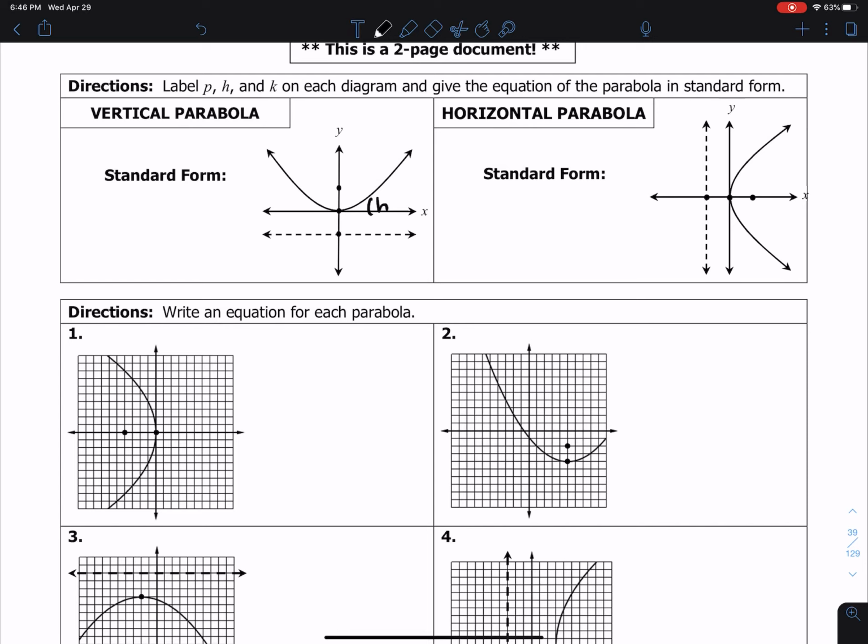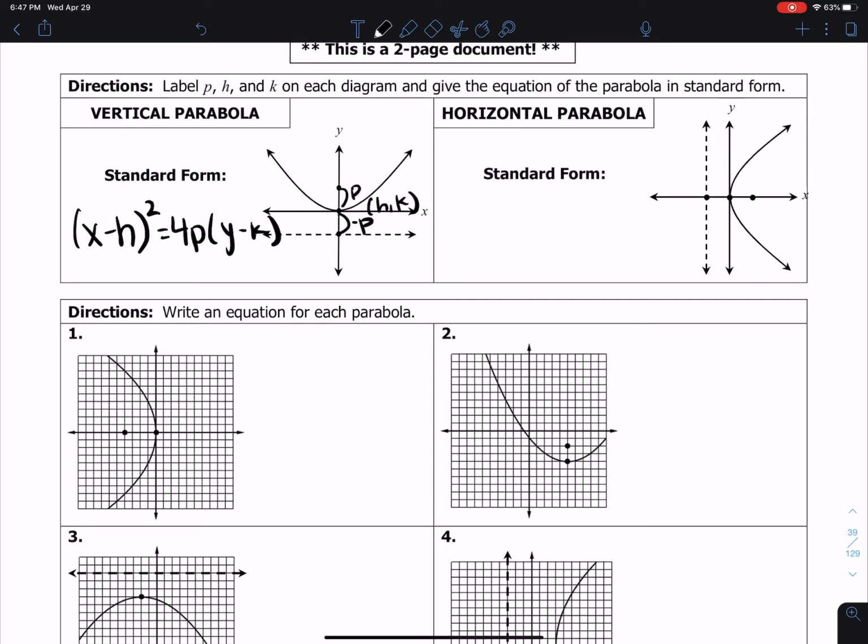So this is HK, that's the vertex. And then going up this way, this is P. Down this way, this is negative P. And the equation in standard form, if it's a vertical, means that x is being squared. And then we put 4p and then y minus k.